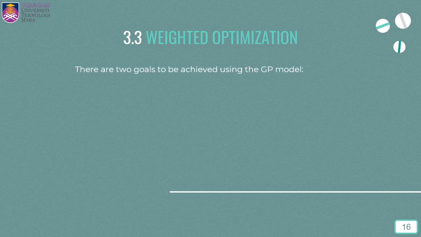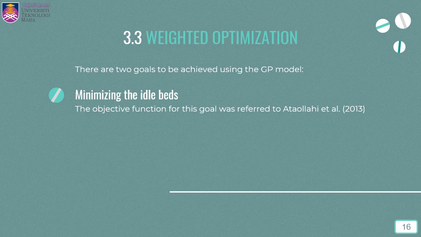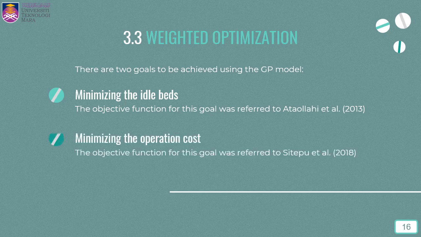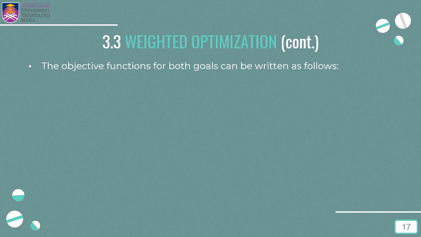The third stage, weighted optimization. There are two goals to be achieved using the goal programming model: the first one is to minimize the idle beds, while the second one is to minimize the operation cost. The objective function for the first goal was referred to Ata'Allah et al., while the objective function for the second goal was referred to Sitapu et al. The optimization model is then executed using Excel solver. The objective function for both goals can be written as follows.